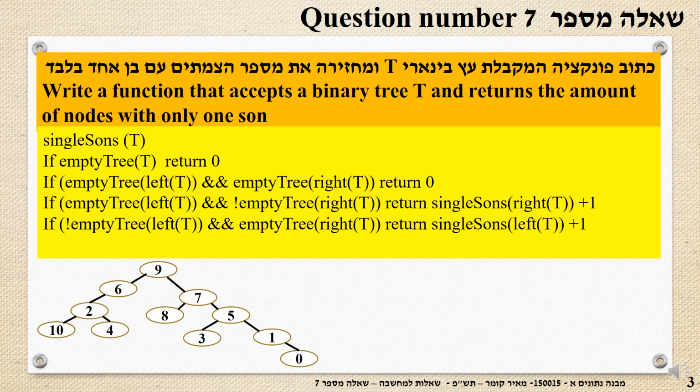And then the even more general case: what happens if there are 2 sons? Fine. Here, all these have 2 sons. Very easy. Return to me, please, the amount of single sons on the left-hand side plus the single sons on the right-hand side. And this is the answer, a suggested answer to the question.